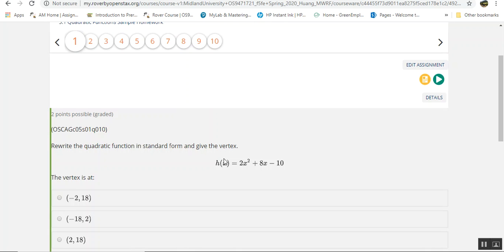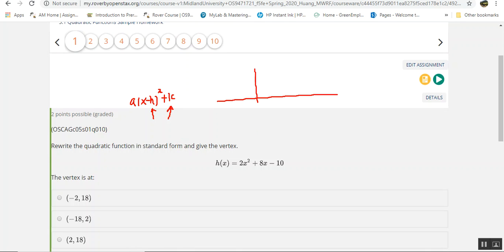Hello guys, we're gonna look at this first problem. We are gonna rewrite this general form of a quadratic function into standard form. Now the standard form means this form a times (x minus h) squared plus k, right? And then this pair (h, k) gives you the coordinates of the vertex.